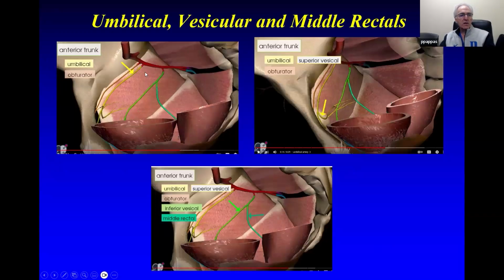Then you have your umbilical branch, which usually deteriorates. And then you have your superior vesical branches, which send an outflow from your bladder. And then you have your inferior vesical branch, and then you have your middle rectal. So here's the middle rectal, inferior vesical branch, superior vesical branch.